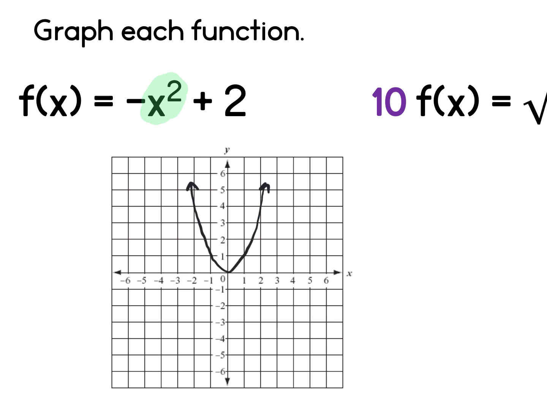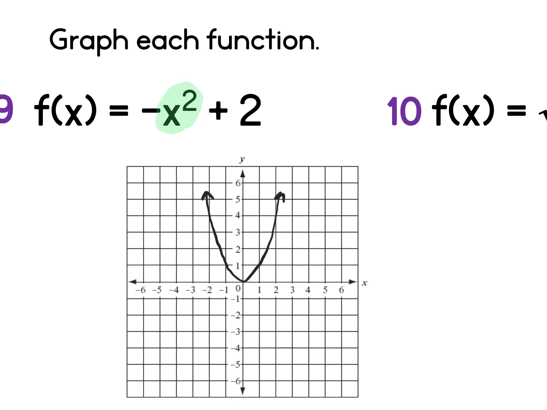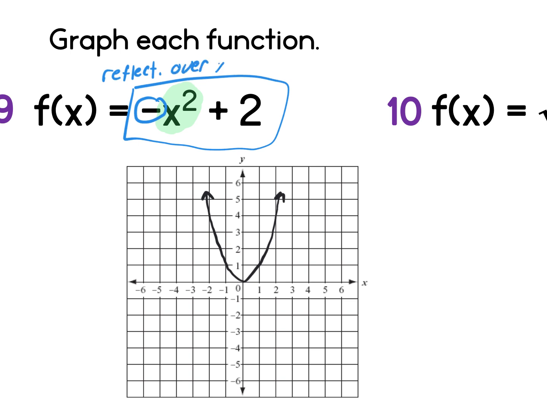I like to go one at a time. You don't have to go one at a time, but I like to always start with any reflections. I leave any shifting for last. But just so that we can see exactly what each transformation does, I'll go one at a time just to show you what each part of this means. So let's start with this negative on the outside. Well, we just learned from the previous slide that a negative on the outside of your parent function is going to be a reflection over the x-axis.